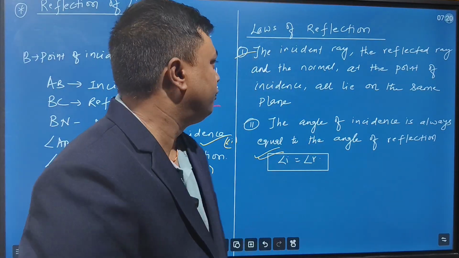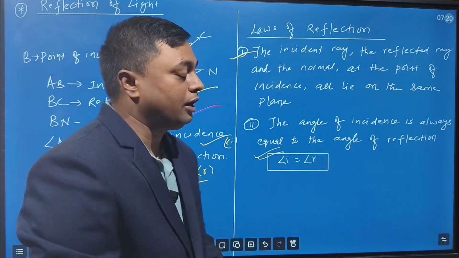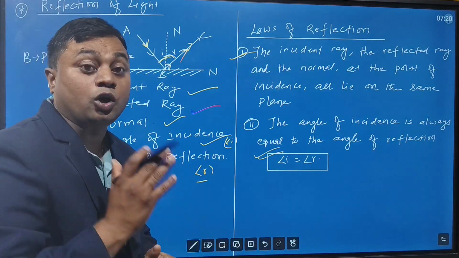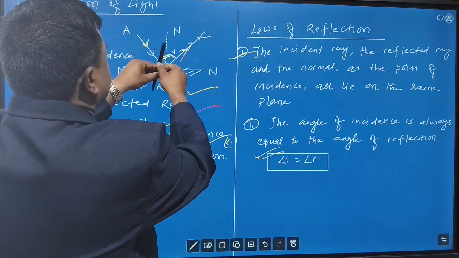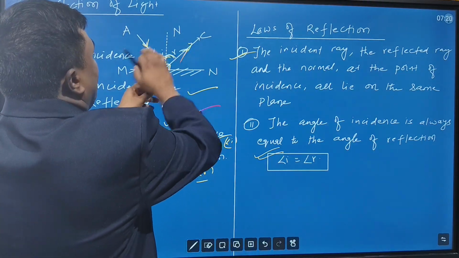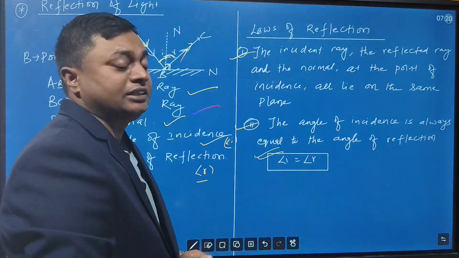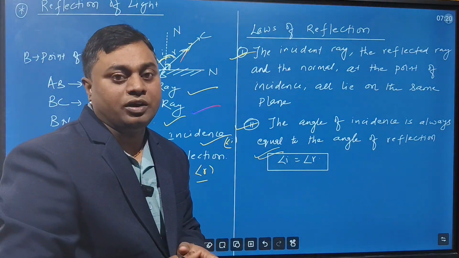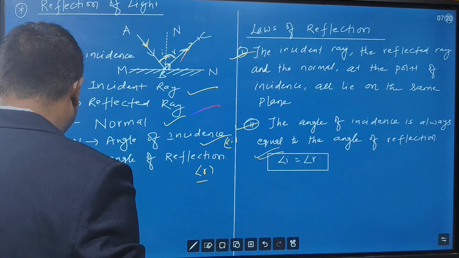So we have two laws of reflection. First is what? The incident ray, the reflected ray, and the normal at the point of incidence all lie on the same plane. So this light ray which is incident, this light ray which is reflected, and this normal all lie on the same plane. And second is what? The angle of incidence is equal to the angle of reflection. That is, angle I is equal to angle R. Yes or no?